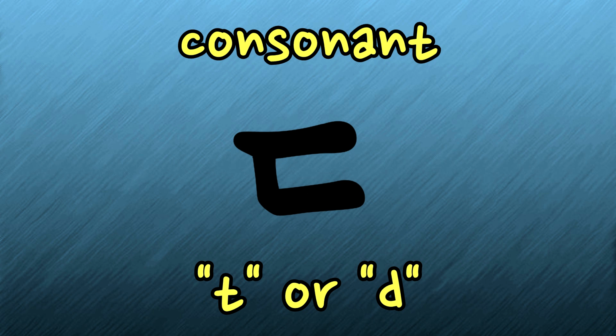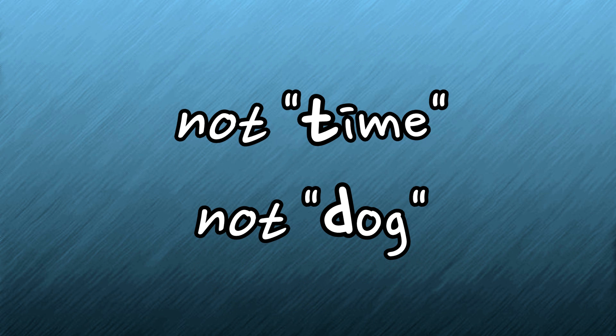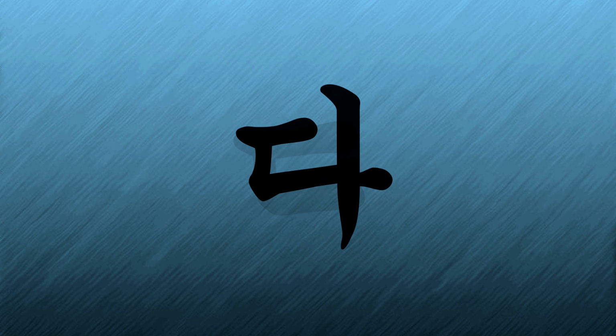This letter is similar to a T or a D sound in English, but it's not a hard T sound like in the word time, and it's not a hard D sound like in the word dog. It's between T and D, and is a bit softer. We can combine this consonant with our vowel ah and hear it sound directly. Ta. Ta. And once more. Ta.